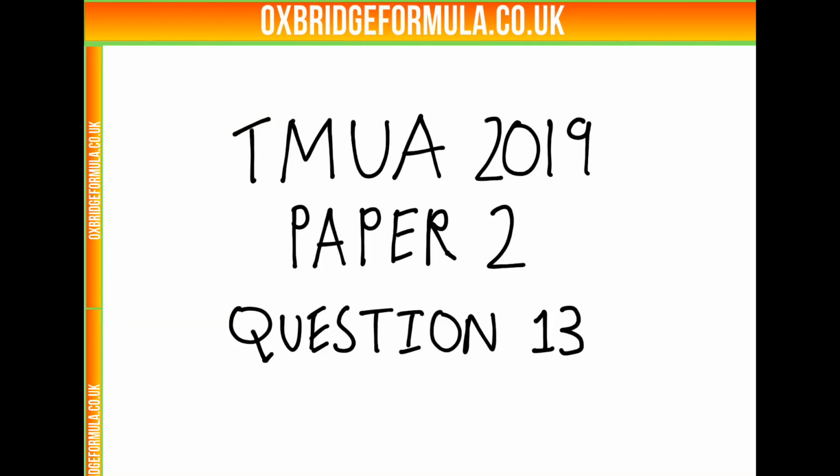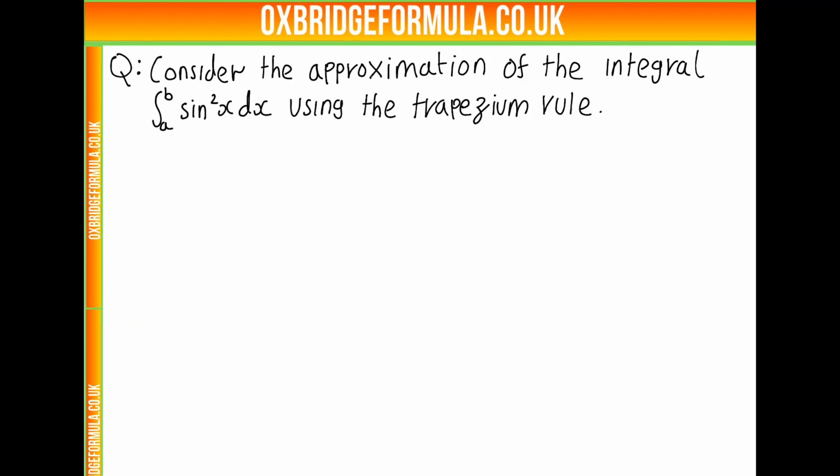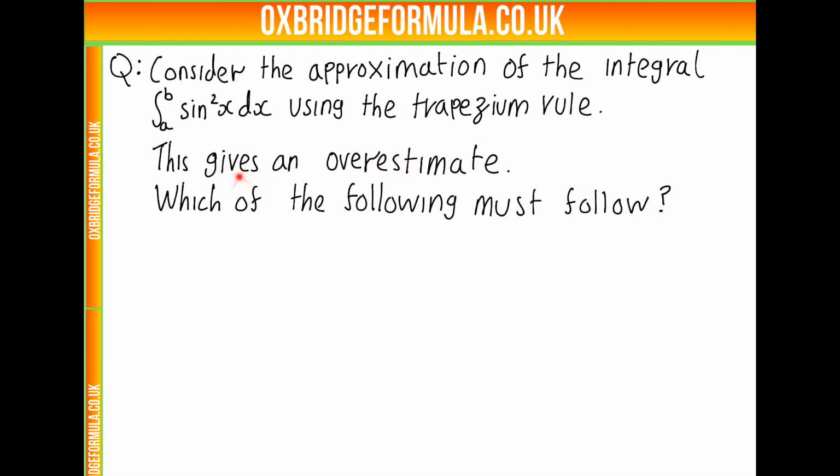This is the solution video for question 13 from paper 2 of the 2019 TMUA exam. In this question, we're asked to consider the approximation of the integral of sine squared x between some a and b using the trapezium rule. We're told that when we do this, it gives an overestimate. Following this, we're asked to conclude which of the following must follow from this.